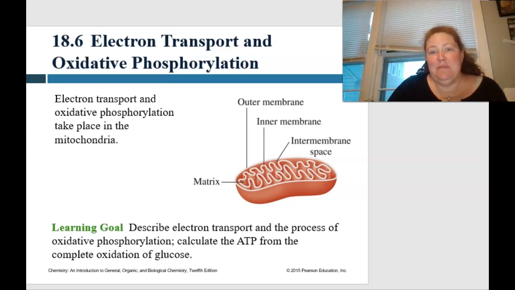Wrapping up aerobic metabolism, we have the electron transport chain and oxidative phosphorylation. The electron transport chain and oxidative phosphorylation take place in the mitochondria, and that's why it's called the powerhouse of the cell. So we're going to learn how to describe the electron transport and the process of oxidative phosphorylation, as well as calculate the ATP from the complete oxidation of glucose.